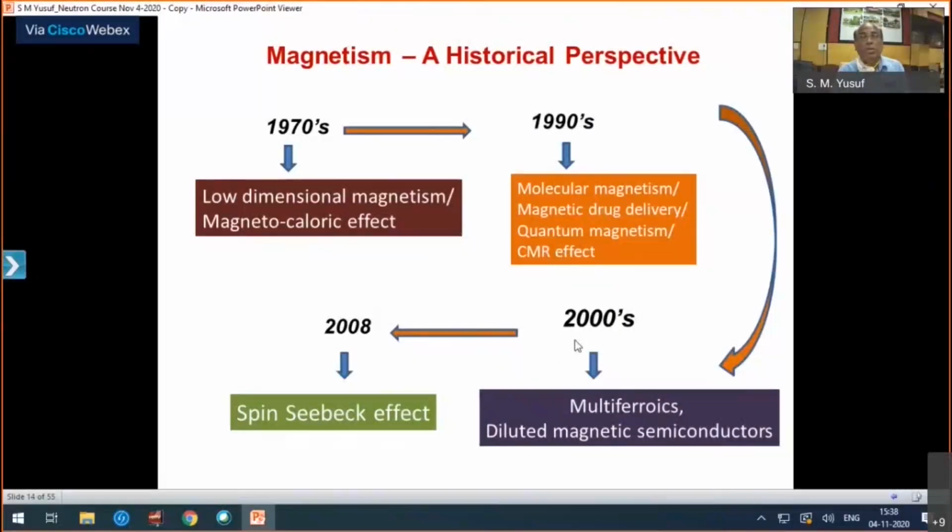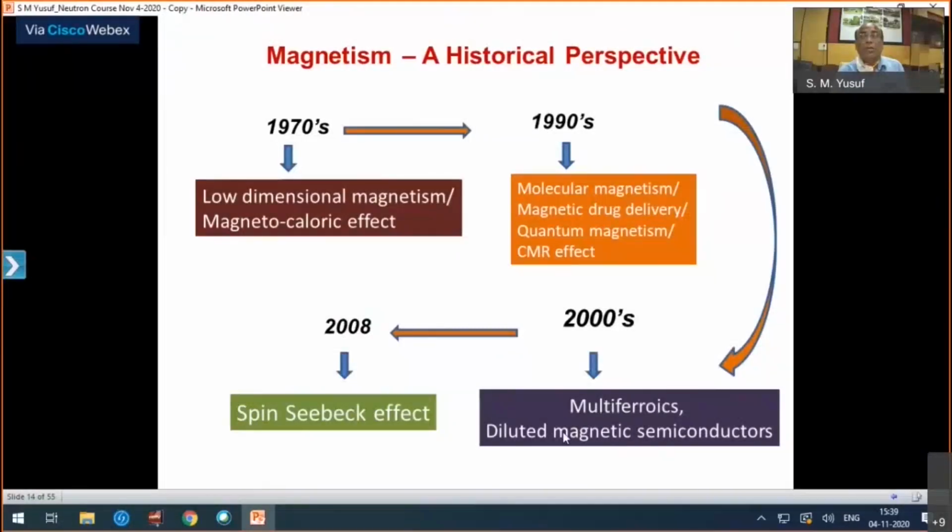You go to around the early part of this century, around the 2000s, the discovery of multiferroics. That means two ferroic properties, that is, ferroelectricity and ferromagnetism or antiferromagnetism. Can they appear in a given material simultaneously? So two ferroic properties, or more than two ferroic properties: multiferroic.